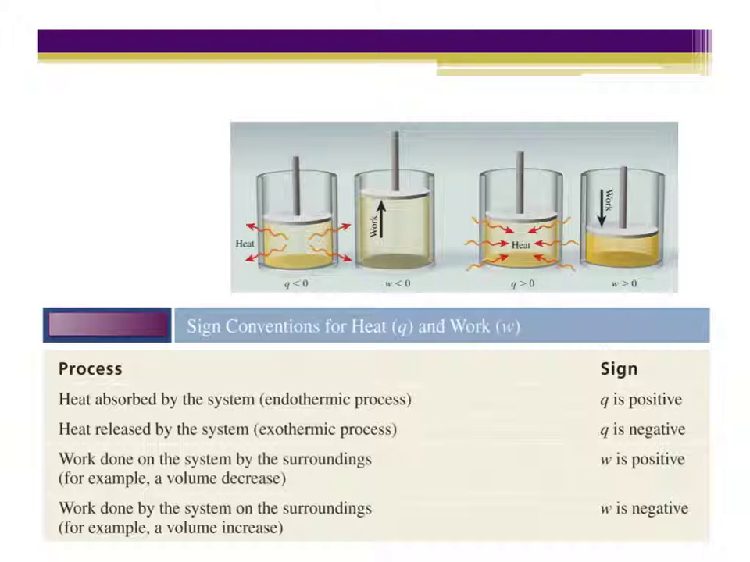So for these energy exchange processes that involve the transfer of heat or work, we have to take into consideration the sign conventions that accompany these transfers. If heat is absorbed by the system, Q is positive. That means that heat is coming into the system. So heat coming into the system means that the system is absorbing heat from the surroundings. That means an endothermic process.